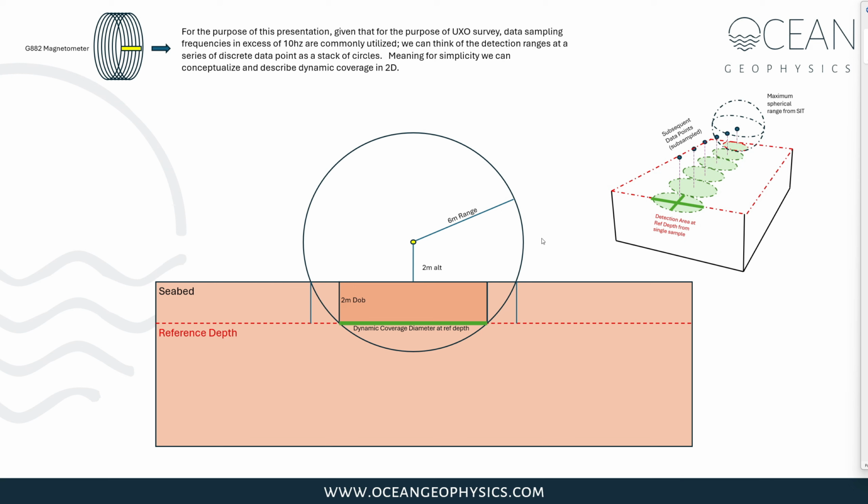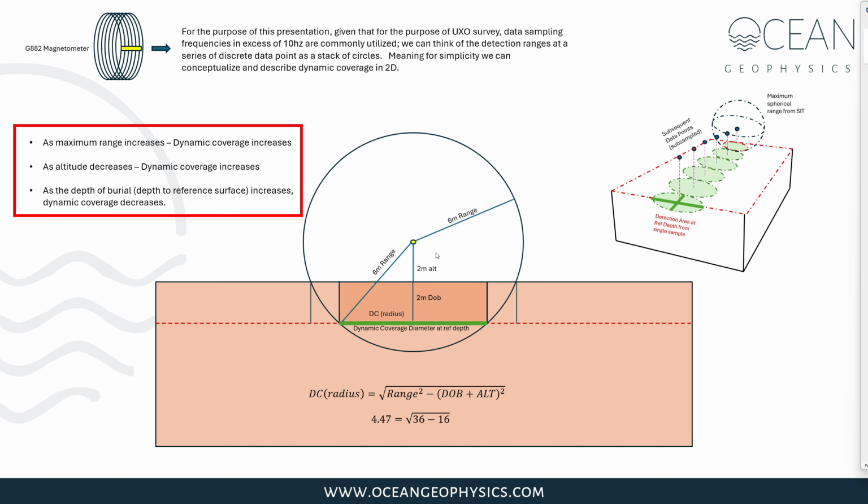So dynamic coverage is a very simple calculation, just using Pythagoras, where the maximum range is the hypotenuse of the right triangle, and the other known side being the sum of the altitude and the depth of burial. This will allow us to calculate a dynamic radius at depth, which then needs to be doubled to produce our diameter.